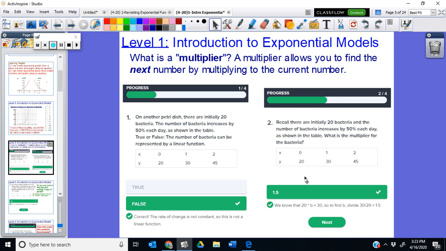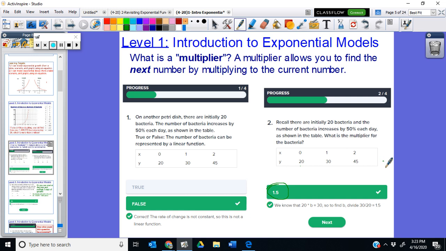But if you look over here, this one asks you for that multiplier. And what you're doing is you're taking half of one day and adding it to that day. So what's half of 20? 10. What's 20 plus 10? 30. Now let's do it again. What's half of 30? 15. 15 plus 30? You get 45. So the multiplier: 20 times 1.5, 30 times 1.5, 45 times 1.5.